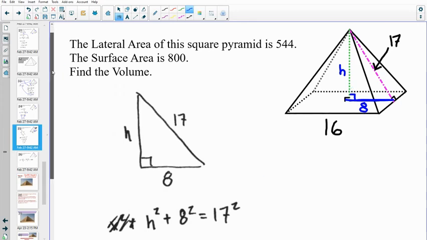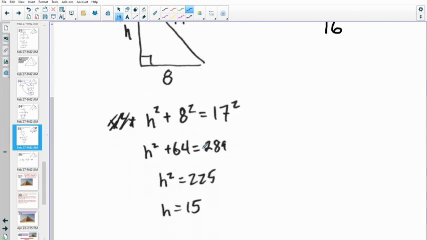When I plug that into my Pythagorean theorem formula, 8 squared is 64, 17 squared is 289, and then I subtract 64 from both sides. When I do that, I get 225, so h squared equals 225. That means h is the square root of 225, which is 15. Also not what I want at the end, but I've got everything that I need at this point.